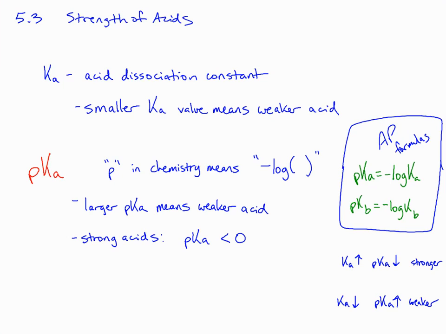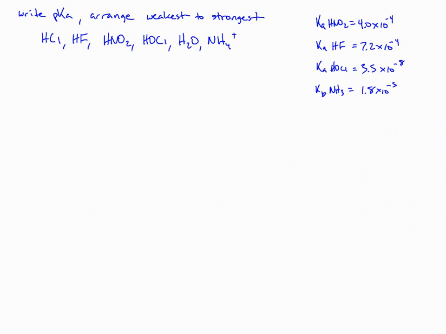So we're going to look at example 1a first. And the question says, write the pKa for each of the following acids. Arrange them from the weakest acid to the strongest acid. And they give us 4 values. 3 of them are Kas, 1 of them is a Kb, and 2 of these substances are notoriously absent. If we want the pKa for everything, we have to know the Ka for everything. So the first thing we're going to have to do is fix some issues here.